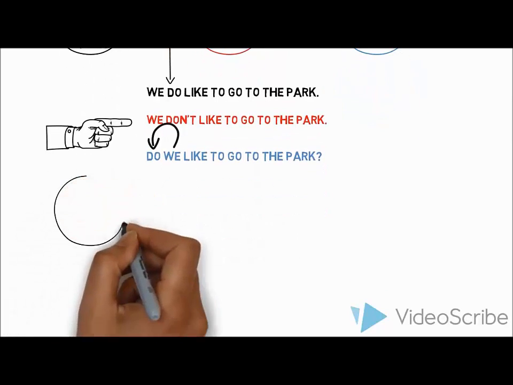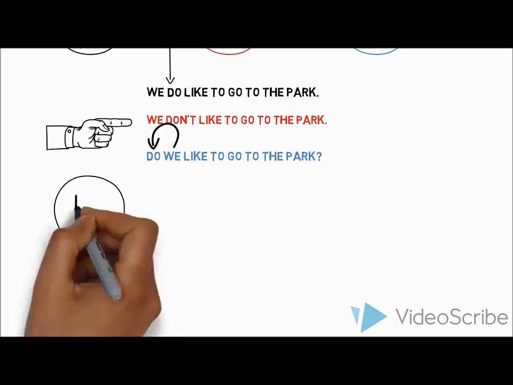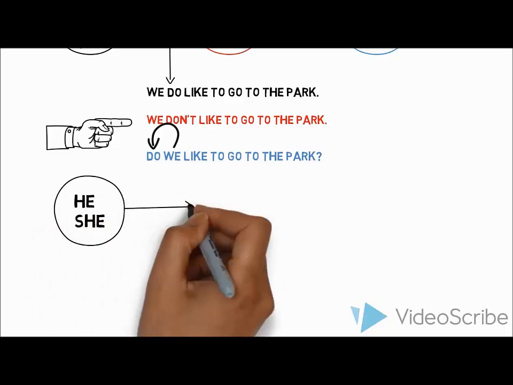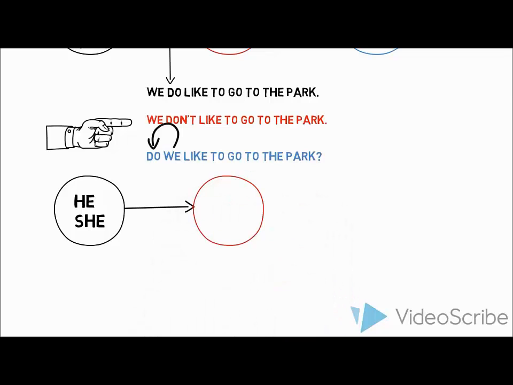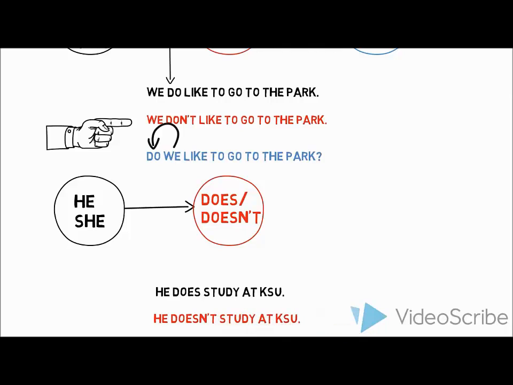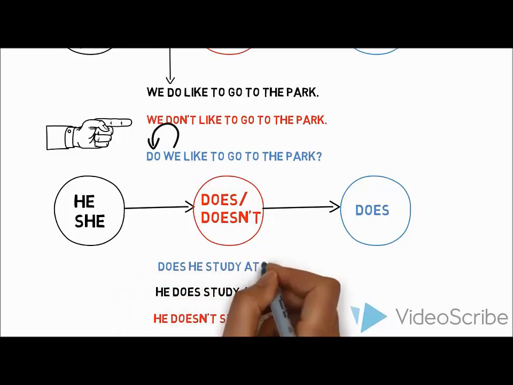Now let us see the two remaining subjects, he and she. To make positive, we use does, and to make negative, we use doesn't. Example, he does study at KSU. And negative, he doesn't study at KSU. To make the question, we only use does. And in the same way, the subject comes before the verb. So it is, does he study at KSU?